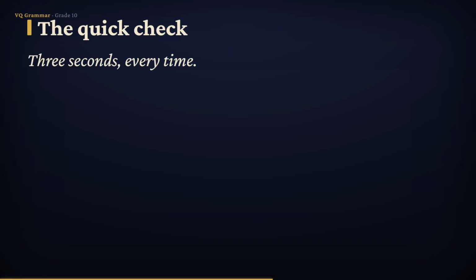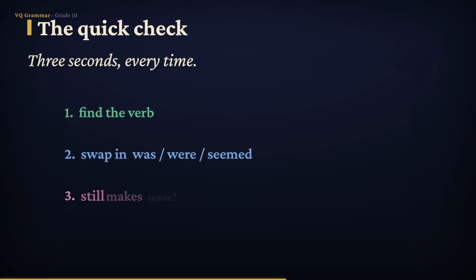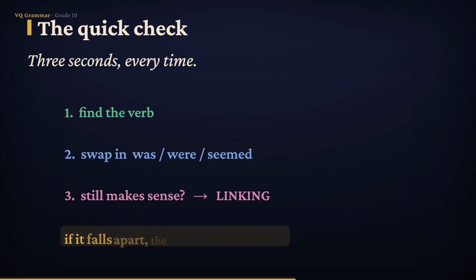Let's boil the whole lesson down into a check you can run in about 3 seconds. Step 1, find the verb in the sentence. Step 2, swap in was, were, or seemed in its place. Step 3, read the sentence back to yourself. If the sentence still makes sense, the verb is linking, and the word right after it either renames the subject or describes it. But if the sentence falls apart, if it turns into nonsense, then your verb is showing action instead. That's the entire lesson in 3 steps.